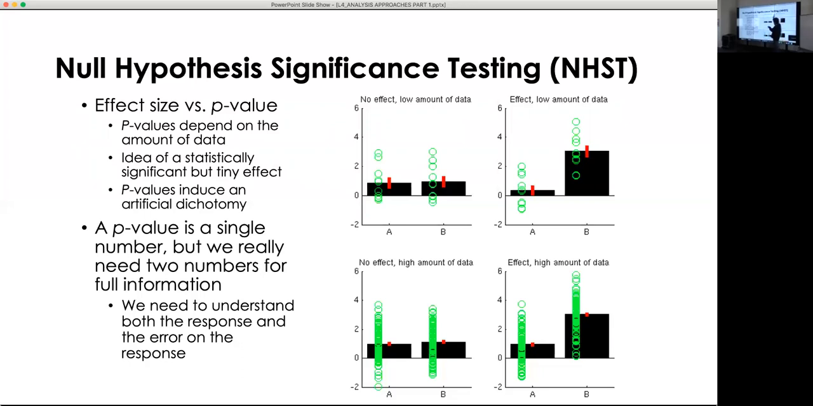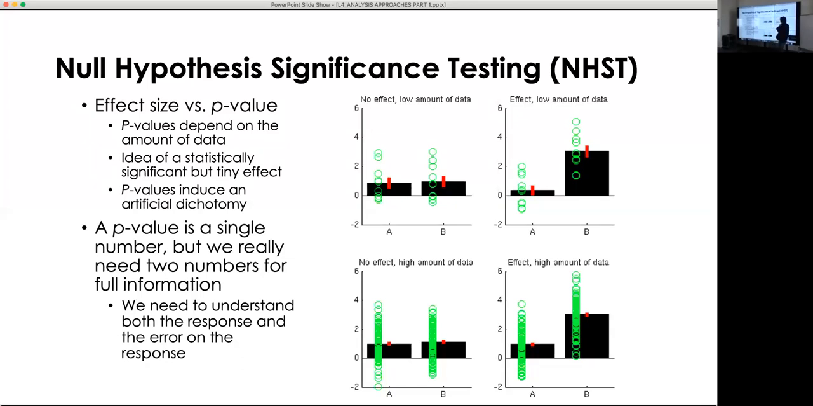And in this first quadrant, let's talk about the 2x2 design here. This is the case where there's no effect. In fact, the mean from which A and B were drawn was exactly 1. That's what I did in the simulation. So there's no effect. A and B are identical. And in this case, we have a low amount of data, meaning we only have like 8 or 10 data points. All right, so that's what this is showing. It's one kind of experimental simulation.